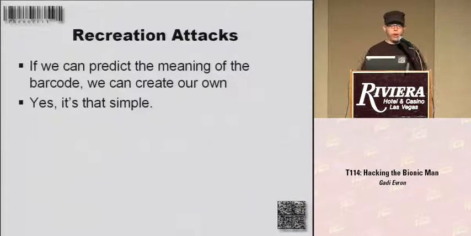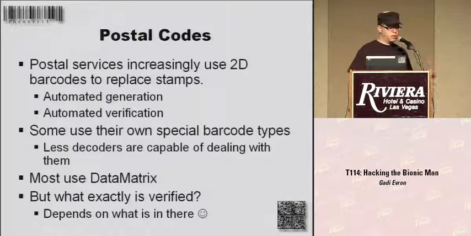And then we have what I call recreation attacks, which means, can I predict what the barcode is going to contain for a specific scenario that I want? If so, I can just print it out. It's that simple. So the most obvious target is postal codes. Postal codes are used instead of stamps, right? So they're actually worth money. They use two-dimensional barcodes now because they can automate the process. They don't have to have an intern licking stamps and pasting them on letters, but they print the barcodes on the letters, and it goes a lot faster.